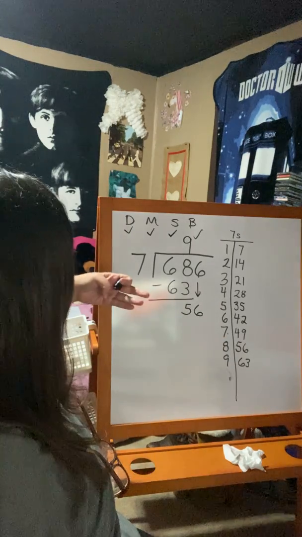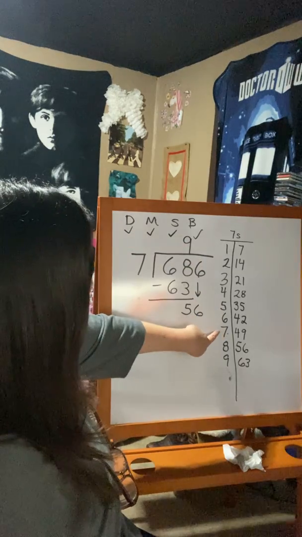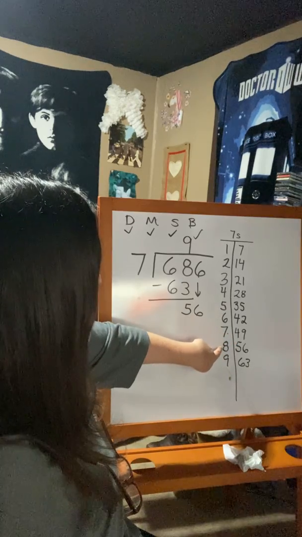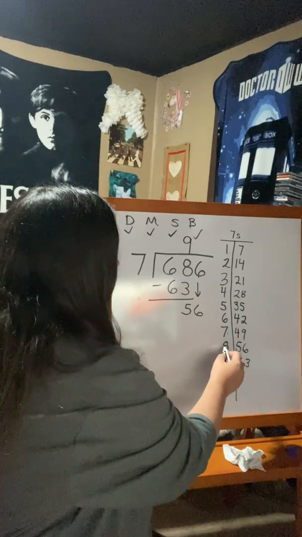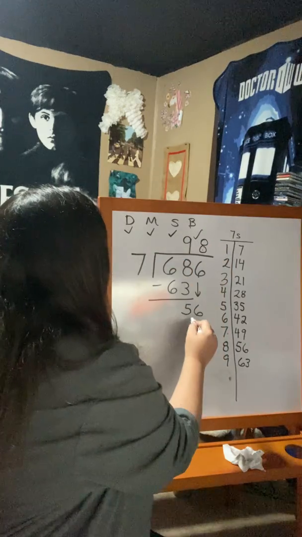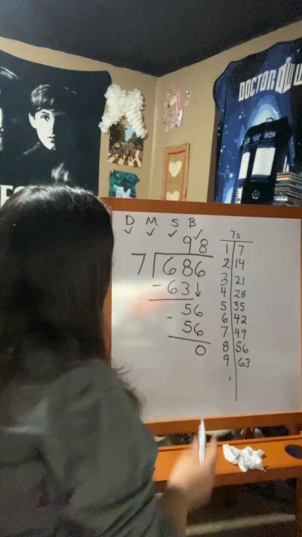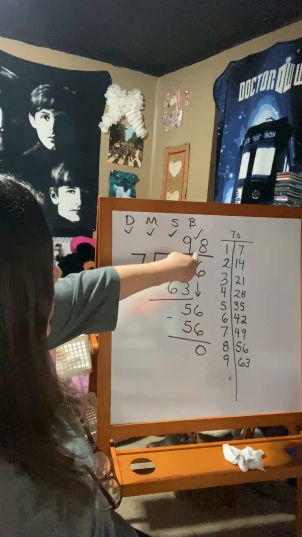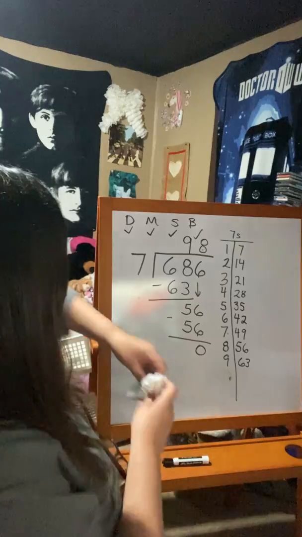Will 7 go into 56? Well, yes, it will, many times. Will it go in there 7 times? Yes. 7 times 7 is 49. Will it go in there 8 times? It goes in there exactly 8 times. 7 times 8 is exactly 56. Look, 8 times 7 is 56. Subtract, and there's nothing. And they said there would be no remainders in these problems. So 98 is your exact answer. There's no remainder.